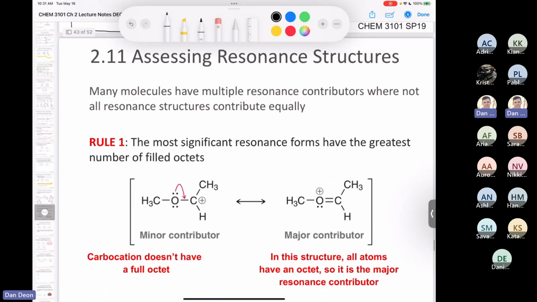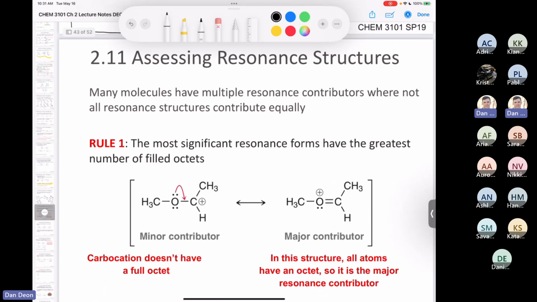All right, so Katana just asked a great question, which was, is one resonance structure more stable than the other? Or is one of them going to contribute more to the resonance hybrid than another? And the answer is yeah, absolutely. And that's what section 2.11 deals with. It's assessing resonance structures, because when you have multiple resonance contributors, not all of them contribute equally. The key word is not. Some of them are going to contribute much more to the resonance hybrid than others.